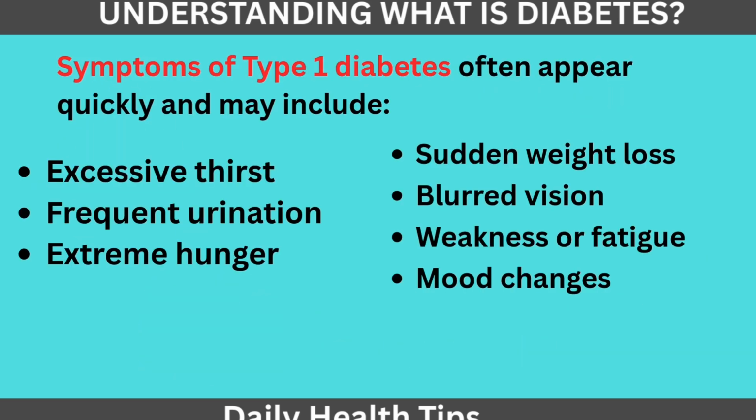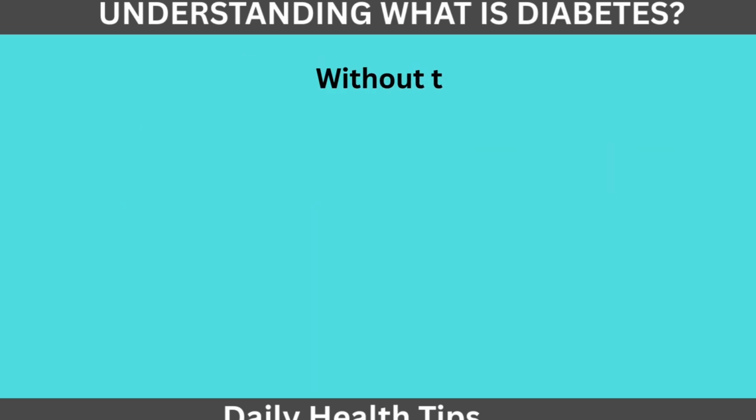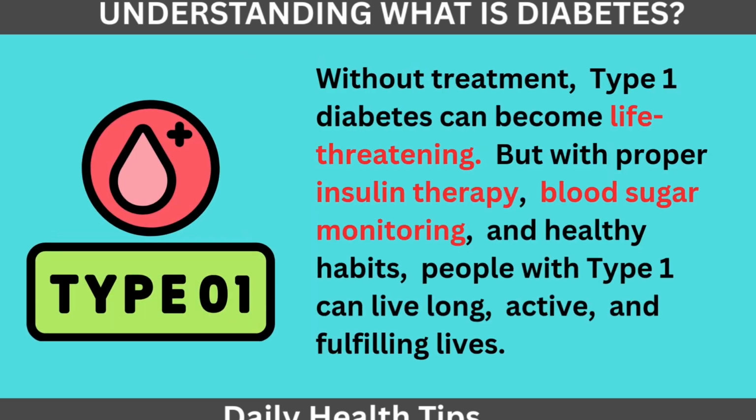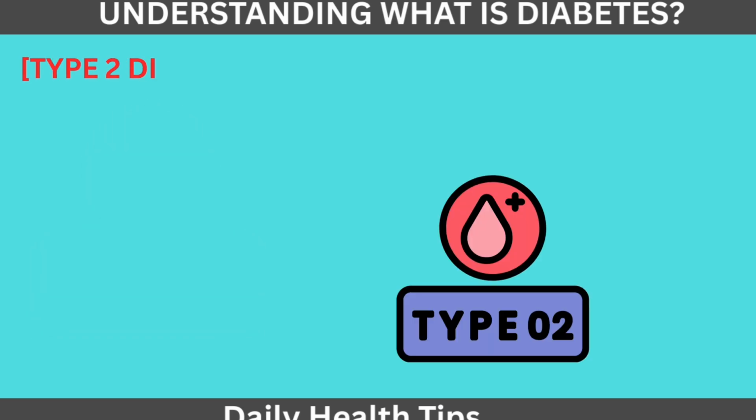Symptoms of type 1 diabetes often appear quickly and may include excessive thirst, frequent urination, extreme hunger, sudden weight loss, blurred vision, weakness or fatigue, mood changes. Without treatment, type 1 diabetes can become life-threatening. But with proper insulin therapy, blood sugar monitoring, and healthy habits, people with type 1 can live long, active, and fulfilling lives.